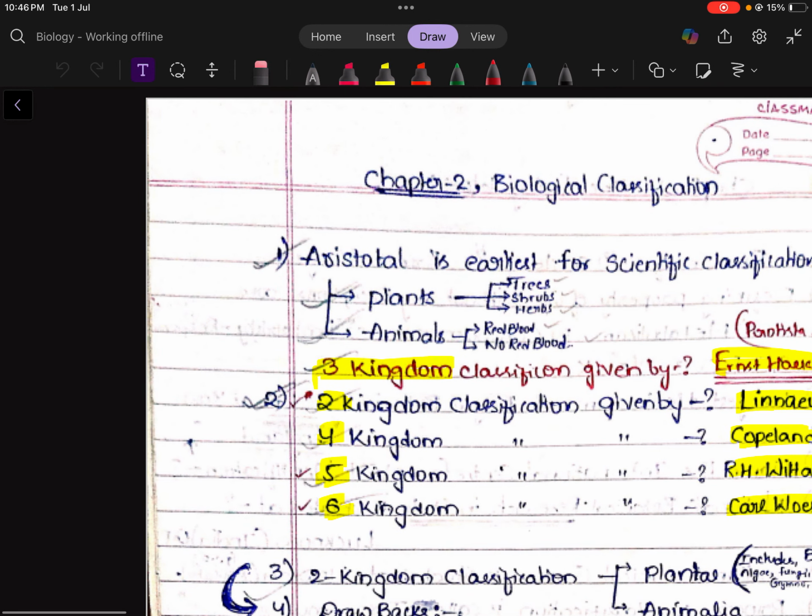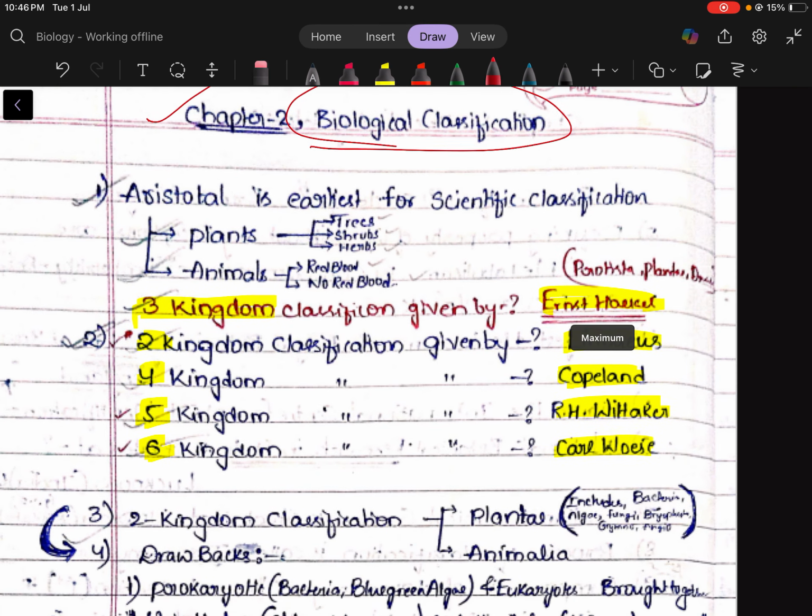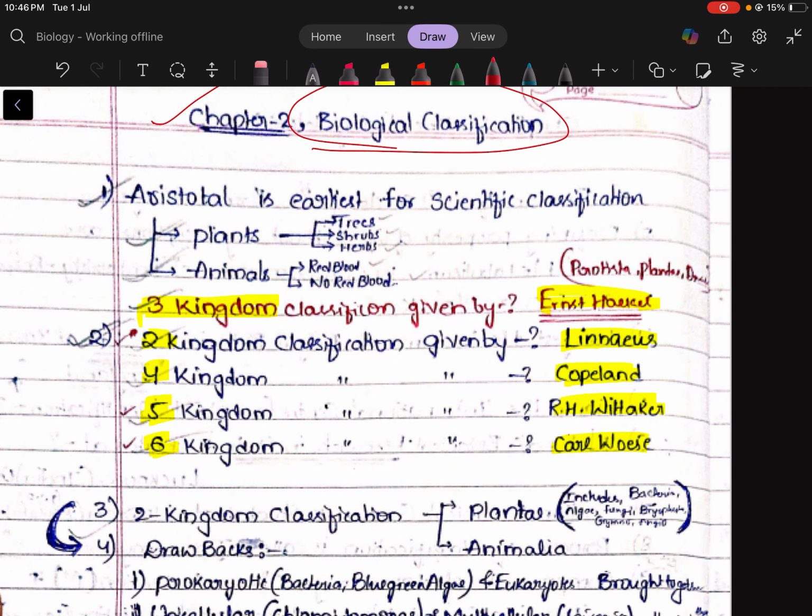Chapter 2, Biological Classification. Let's see important points in this chapter. Aristotle. Aristotle is the earliest for scientific classification.